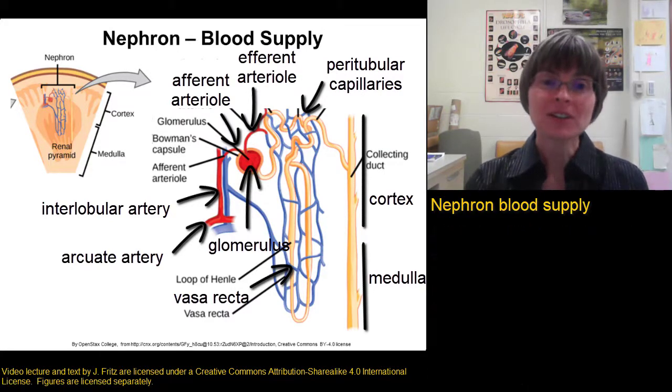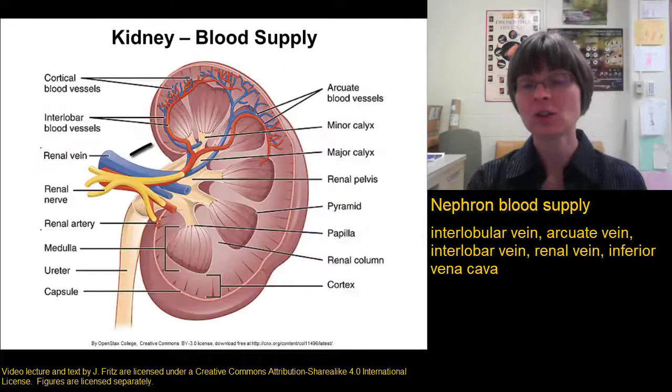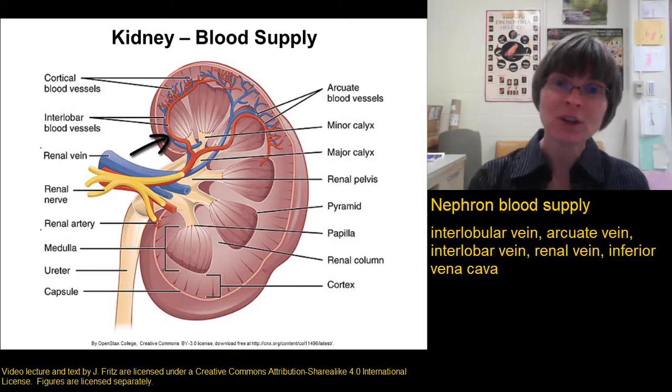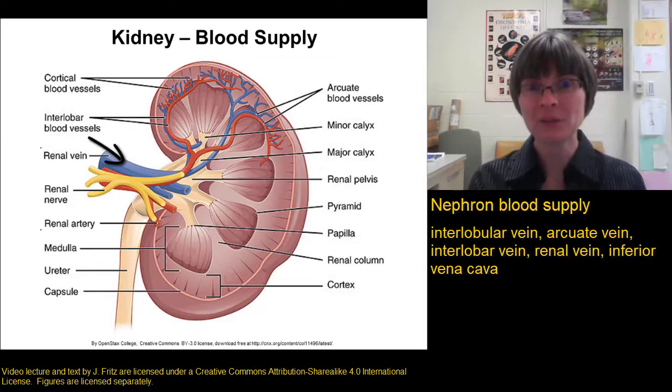Whether the efferent arteriole branched into the vasa recta or into a peritubular capillary bed, in either case, the capillaries drain into an interlobular vein, and that interlobular vein drains into an arcuate vein, which drains into an interlobar vein, which eventually is going to go into the renal vein, which is going to carry the blood back to the vena cava so it can be returned to the heart.